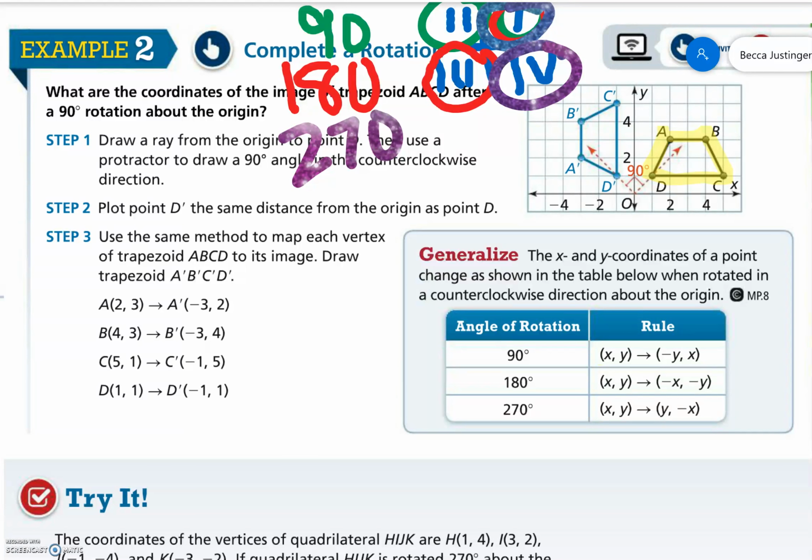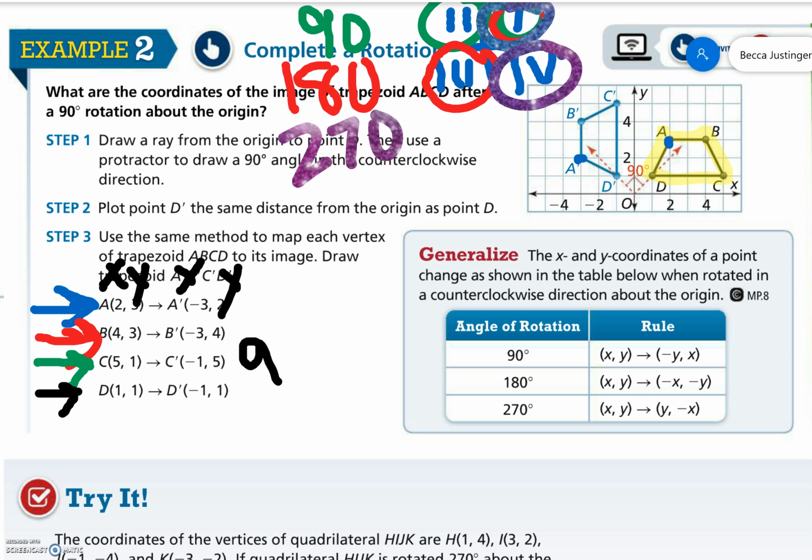So they knew that A was originally here at 2, 3. And then when they plotted the rotation, it went to -3, 2. B was 4, 3 and went to -3, 4. C was 5, 1 and went to -1, 5. And D was 1, 1 and went to -1, 1. Well, thinking about the X and the Y values, the numbers all stayed the same, but they switched order.